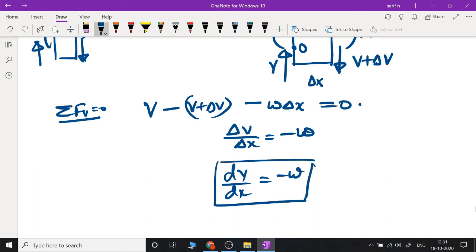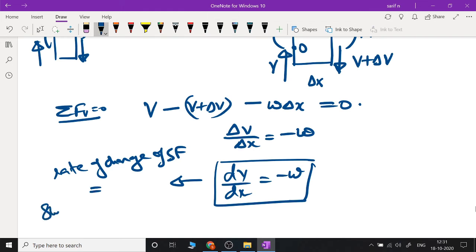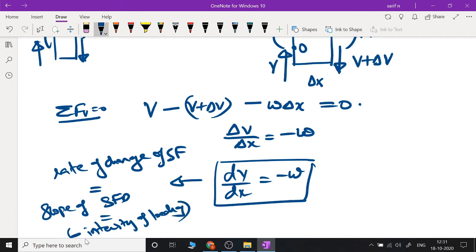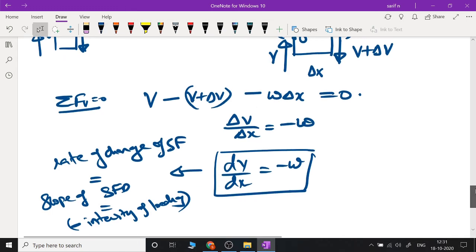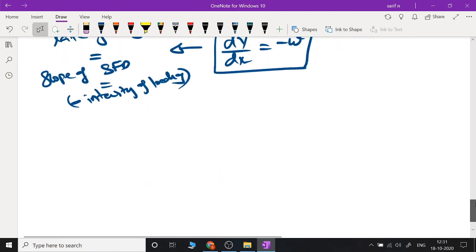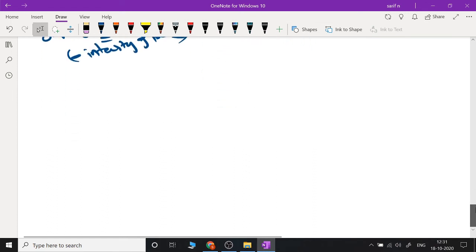So what this means is that the rate of change of shear force, which is the slope of the shear force diagram, is equal to the negative of the intensity of loading. Okay, so this is the physical interpretation of this particular equation. So that is the first relationship between the shear force and the intensity of loading.